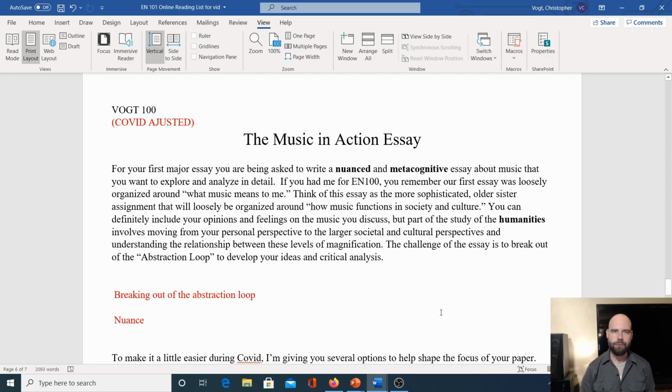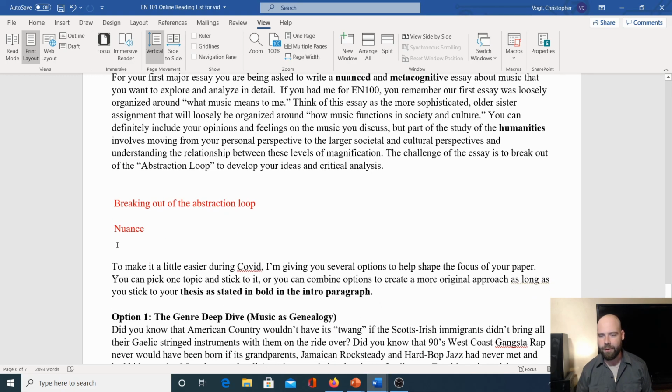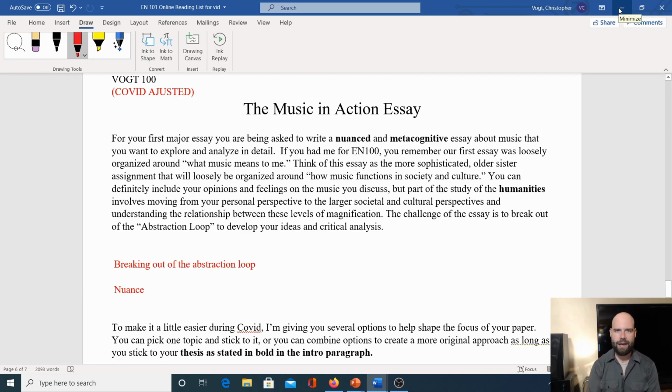It's just as unhelpful for me as it is for you if I read through this word for word, but let me try to give you a brief summary, particularly when it comes to breaking out of the abstraction loop and nuance in reference to the overall description. So if you had me for EN 100, we did something like the soundtrack to your life essay. And there's a similar challenge involved with that, in that you're trying to take music, which is pretty squishy and abstract, and somehow drill down and make it more concrete. If you want an easy comparison, what is this essay like compared to that essay from EN 100?